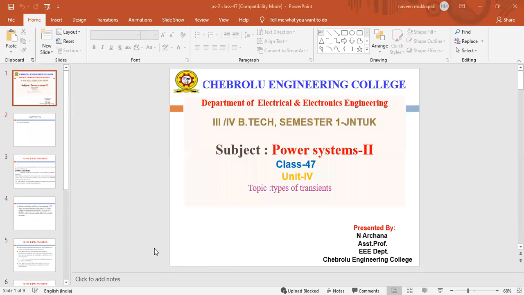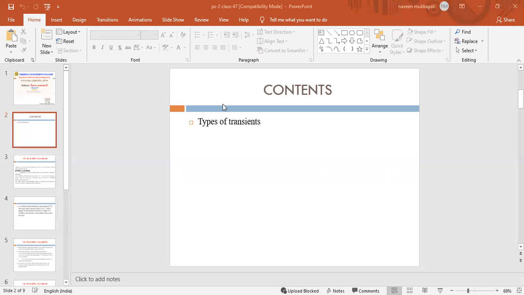Okay, first, what is meant by transients? Every network consists of energy storage elements, and in those energy storage elements current and voltages are present. When that current and voltage change from one state to another state, it is called the transients.